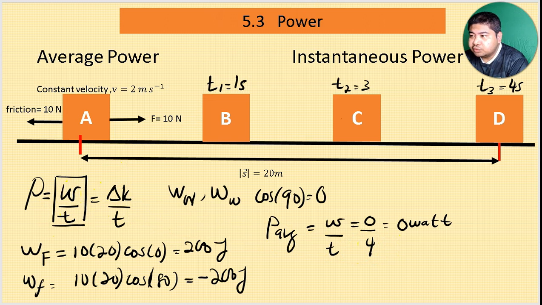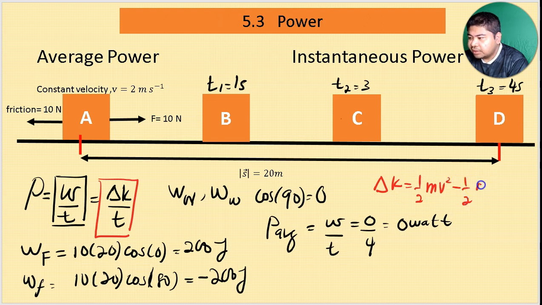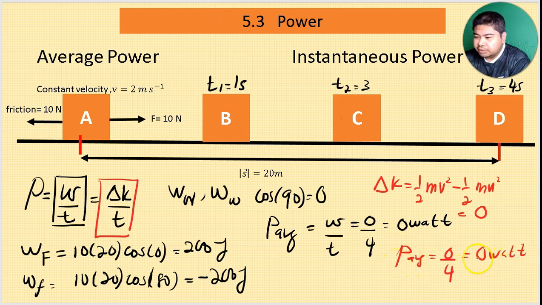If you want to use the second equation, delta K over delta t, it should give you the same answer. Because the object is moving at a constant velocity, the change in the kinetic energy, which is half m v final squared minus half m u squared, is going to be equal to 0. So the average power delivered to the block is 0 divided by 4. You will get the same answer, 0 watts.